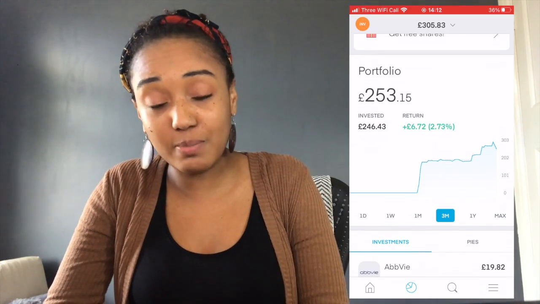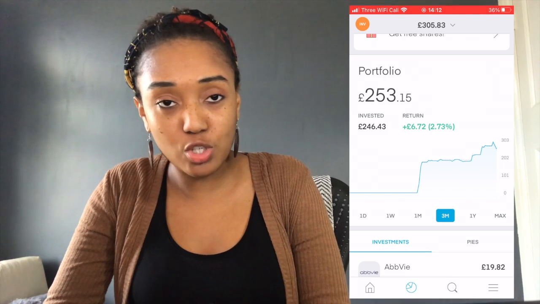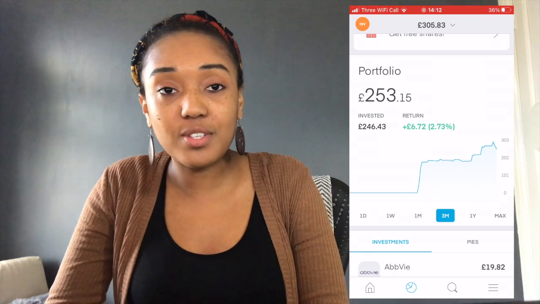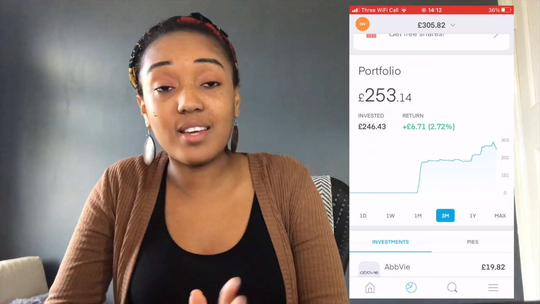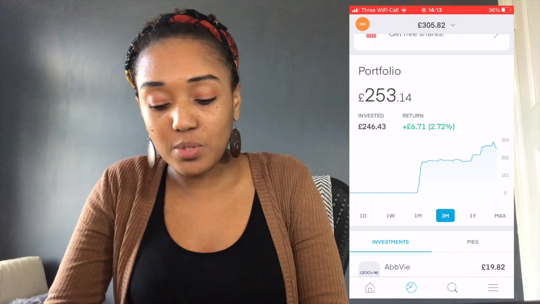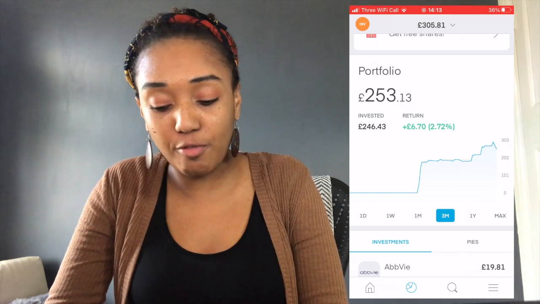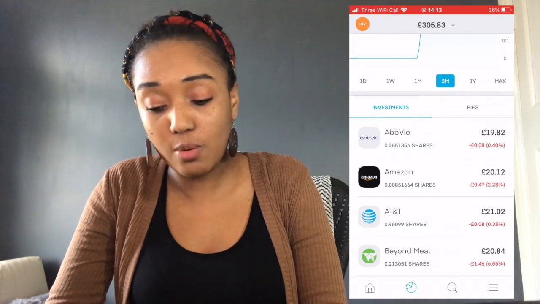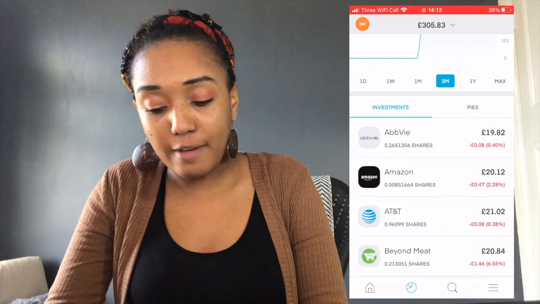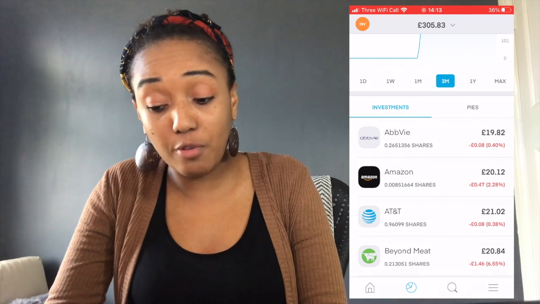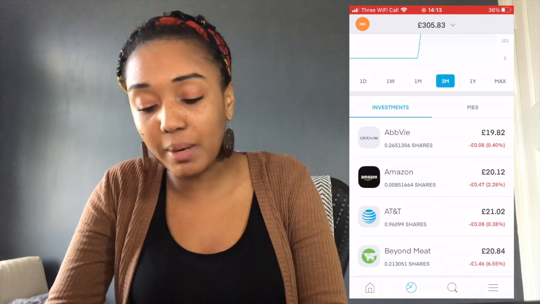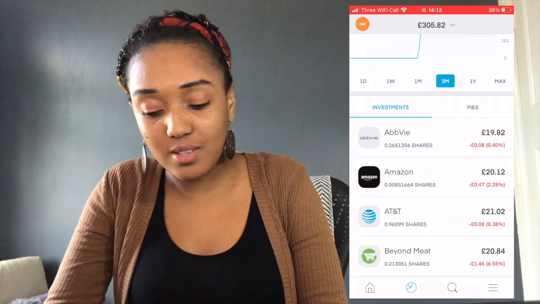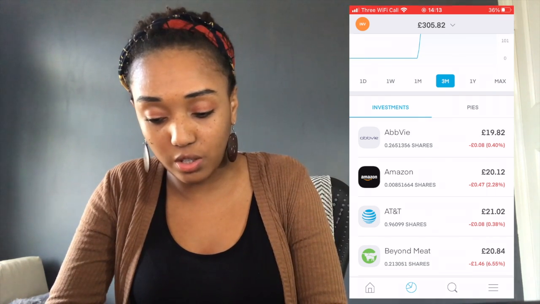So before I go through my investments, my strategy on my Trading212 portfolio is to invest in 3 ETFs, 3 growth stocks, and 7 high-paying dividend stocks. So you will see a combination of these within my portfolio. My first one is AbbVie. This is a pharmaceutical company in the US, and I currently have 0.26 of a share, which is equivalent to £19.82 right now. And you can see that it's in red, which is 8p. So I'm at a loss of 8p on this stock.